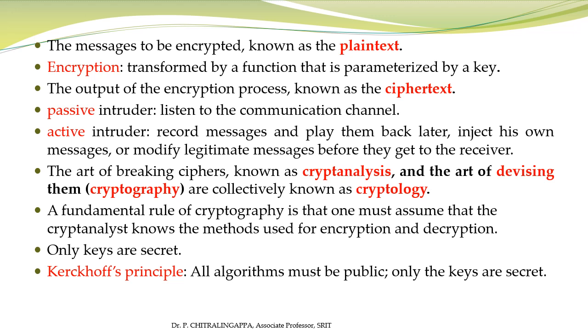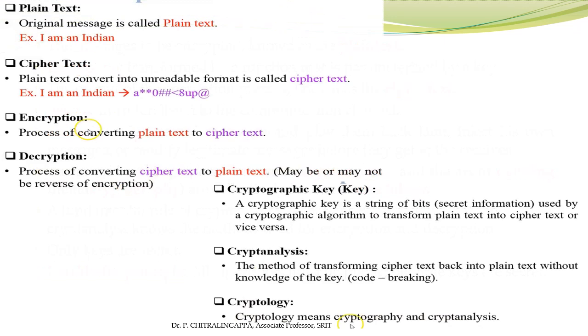So cryptography is the process of converting plain text to ciphertext, that is, encryption. The reverse process, breaking ciphertext back without the key, we can call cryptanalysis. Both cryptography and cryptanalysis combined we can call cryptology. Plain text is the original text. Now we can convert that plain text into ciphertext, which is an unreadable format.